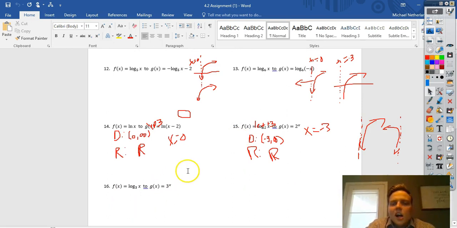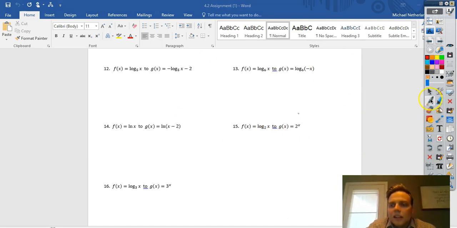15 and 16 are reflections across the line y equals x. Okay? And then basically just tell me the domain and range of exponential functions. Alright? I'm going to say that again. The transformation is simply a reflection across the line y equals x. How do I know this? Because those are inverses of one another. If you look at f of x and g of x, you'll notice this is a log. This is now exponential. So that means I reflected across the line y equals x.